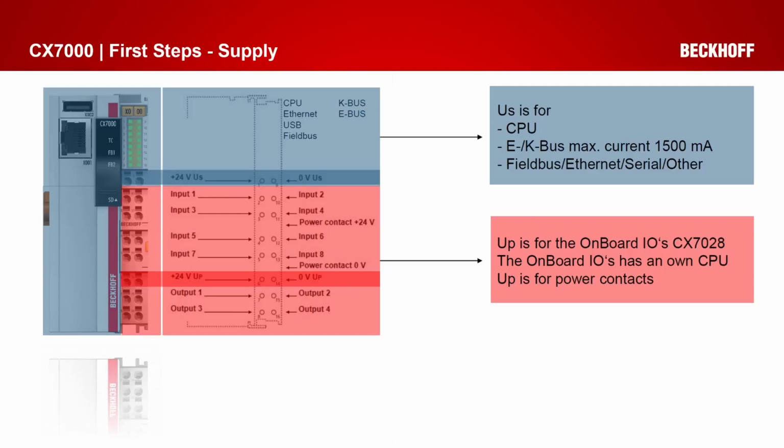The power supply splits into US and UP. These are galvanically separated from each other. US supplies the CPU, the E-bus or K-bus, and the interfaces USB, Ethernet, and, if present, the additional fieldbus interface. UP supplies the onboard IOs, which have their own CPU, and the power contacts.